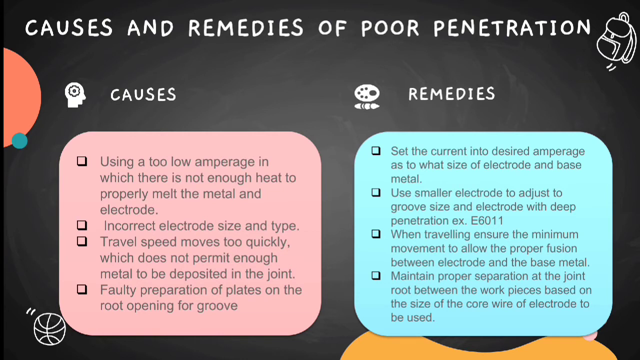Number 3, when traveling, ensure the minimum movement to allow the proper fusion between the electrode and the base metal. And lastly, maintain proper separation at the joint root between the workpieces based on the size of the core wire of the electrode to be used.